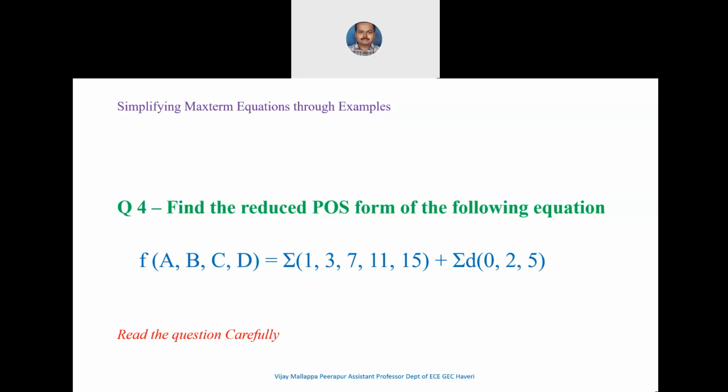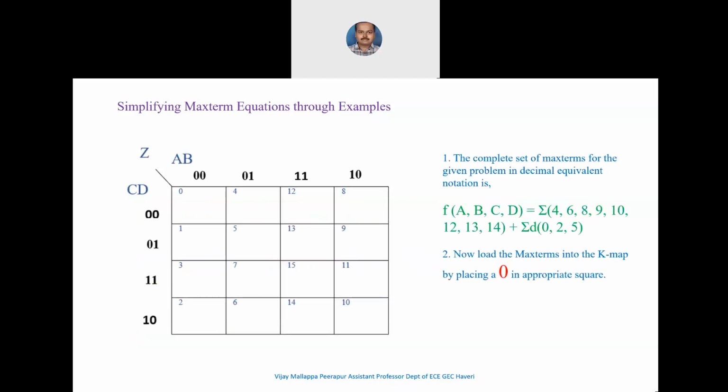Correct? Right? So what do you do now? Now the first thing you do, if you see here, change this one, guys. This is not a summation, change it to pi. Now what I've done is I derive the max term equation by just looking at the min term equation that we have.